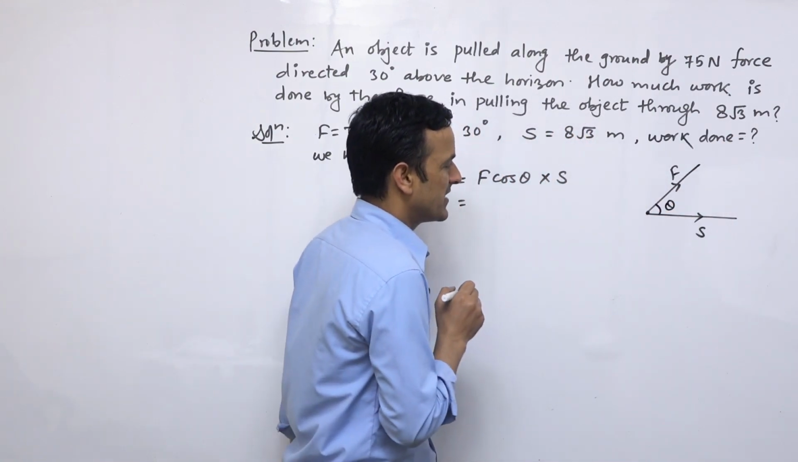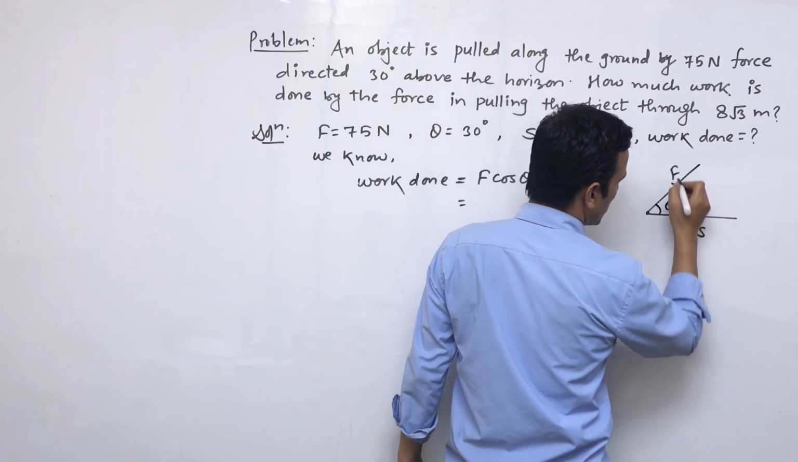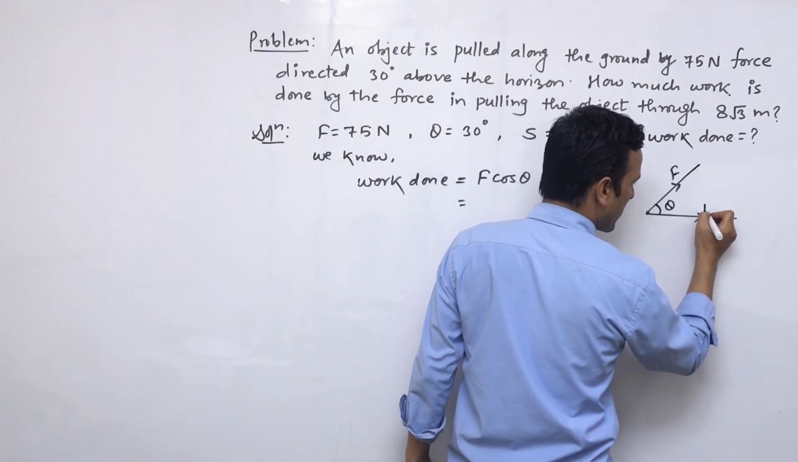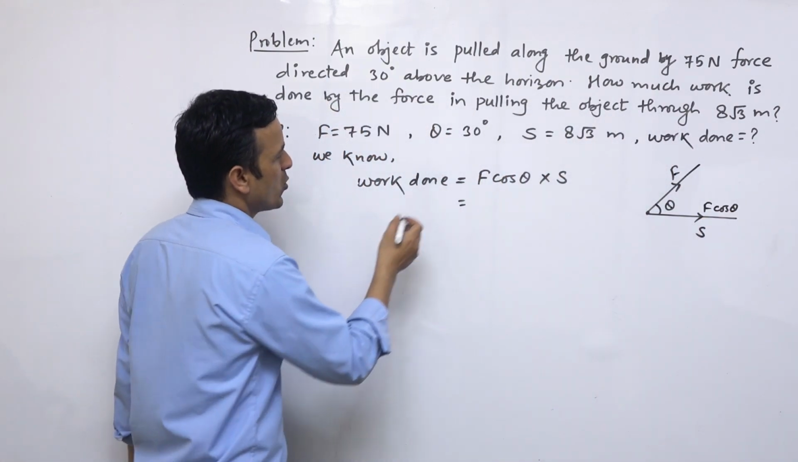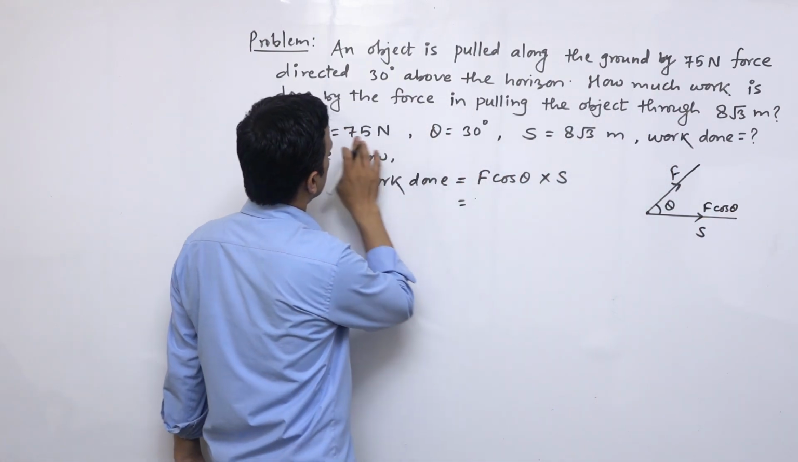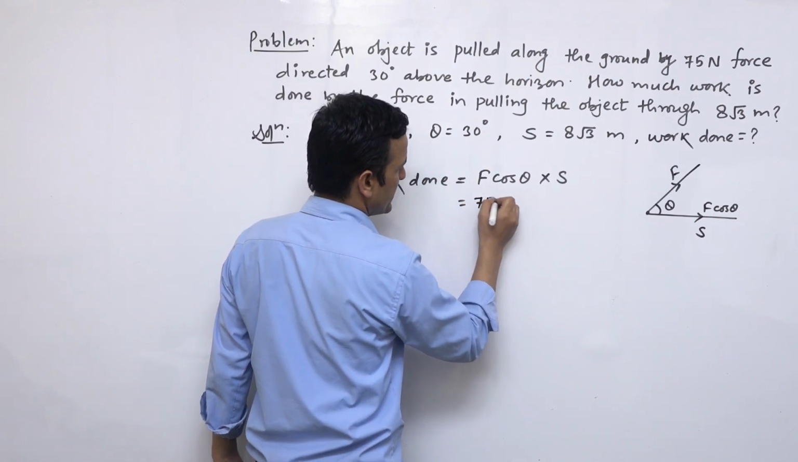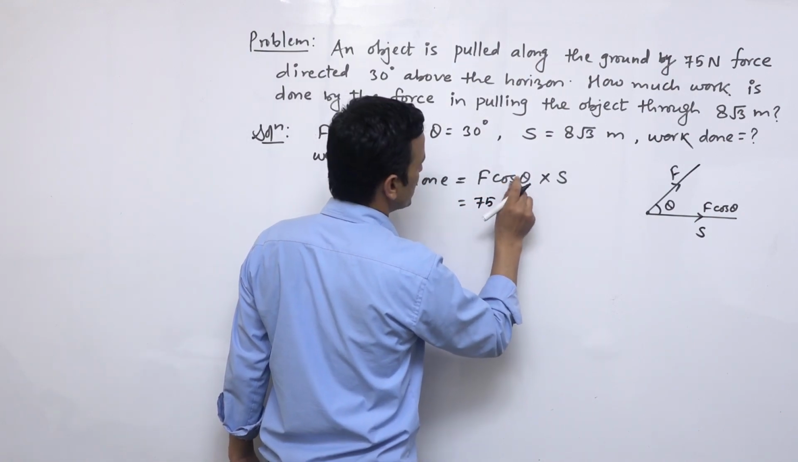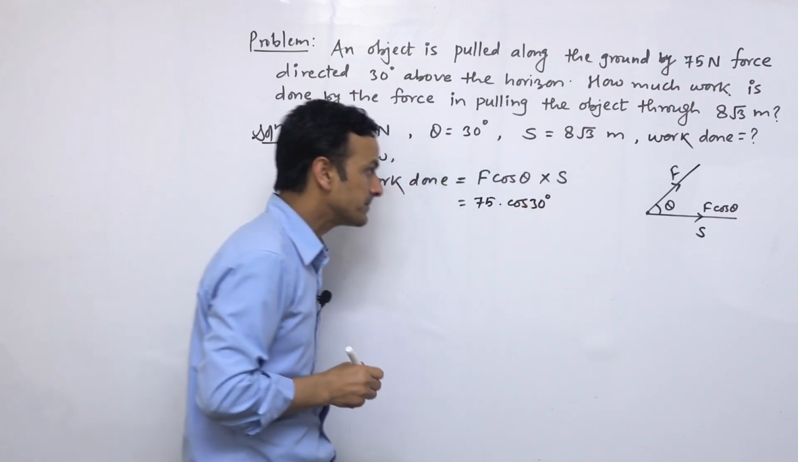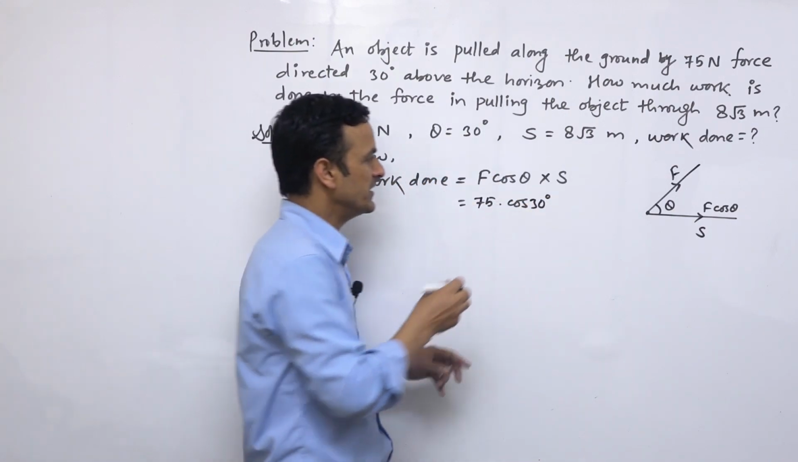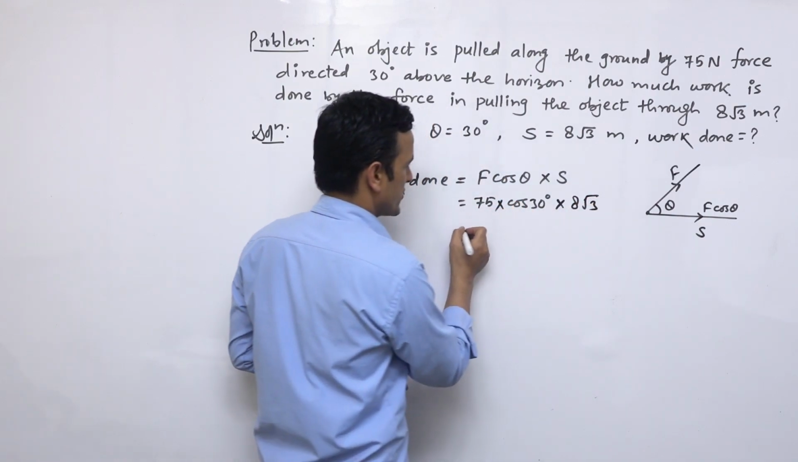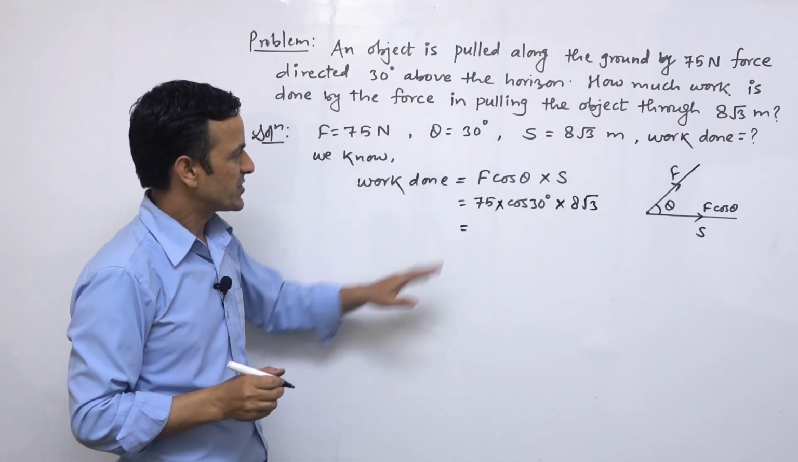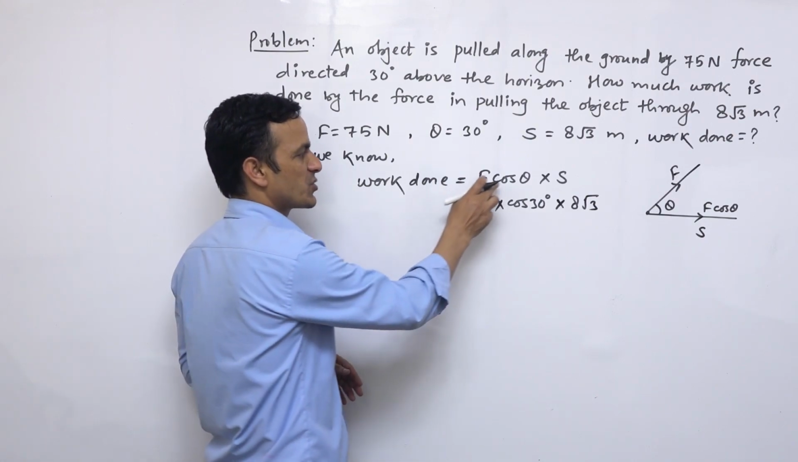The distance is moved along the horizontal line and the force is applied like this, so it makes the angle theta. In this case, based on this force and theta, we say that F cos theta force is applied in the horizontal direction. So F cos theta: write down the value of F, 75, into cos theta, where theta is 30, and S means 8 root 3. So this is the expression after substituting the values in this formula.